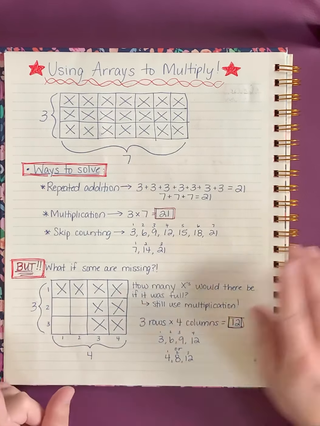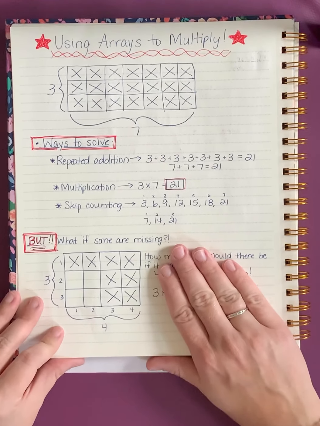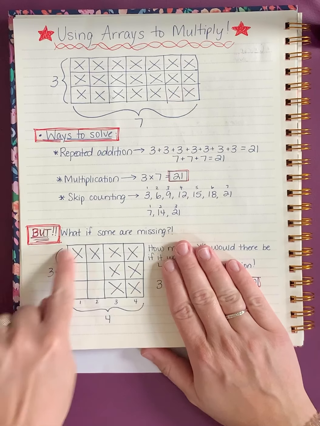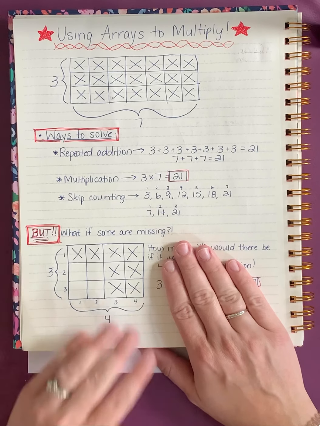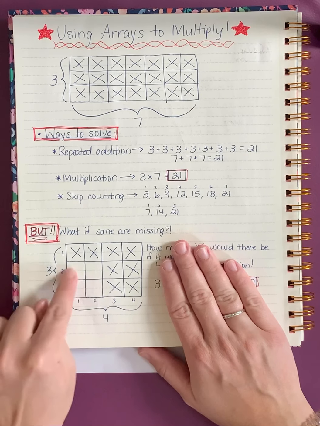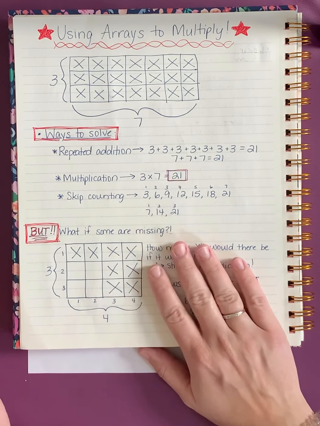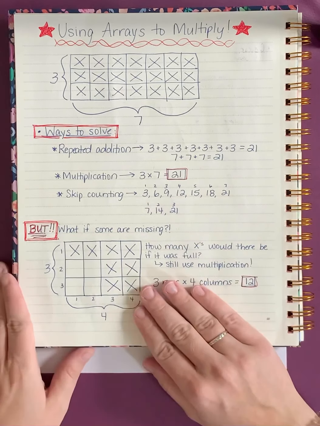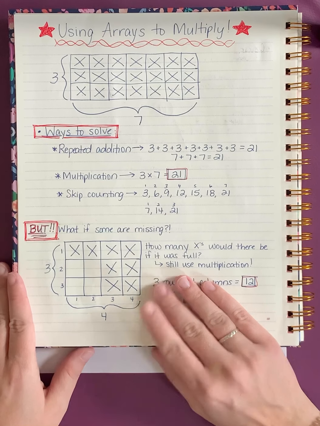Okay. But what we're going to be looking at today is what if some of the ones in the array are missing? What if you have a picture of an array, but you've got spots missing? How will you know how many there actually is in the array? So we're going to look at a problem like that today.